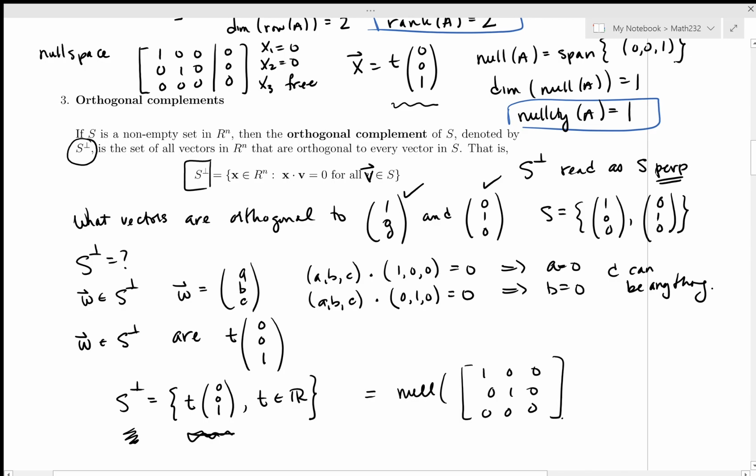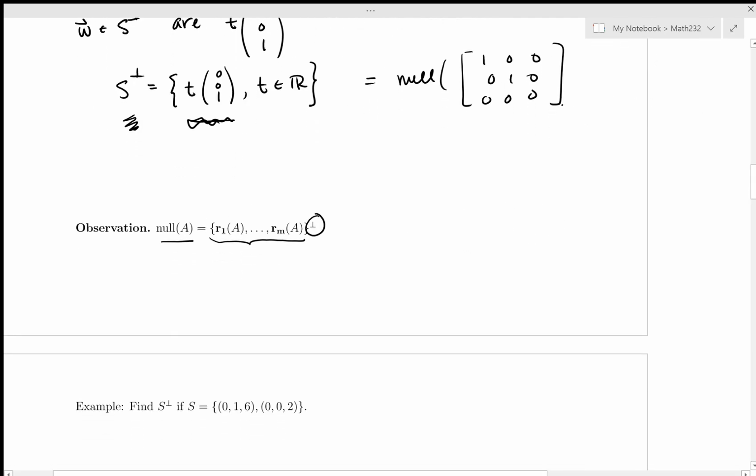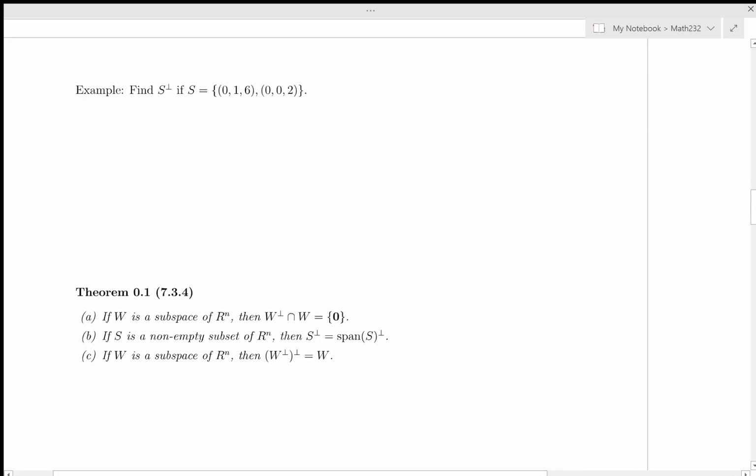Okay, so there's an observation down here. The null space of A is equal to the vectors that are the orthogonal complement to the row vectors. Really master the vocabulary. Okay, if we have another set, let's take another set here. There it is. And we want to now find the orthogonal complement to that set, S.